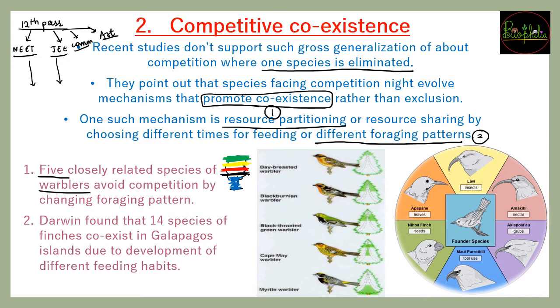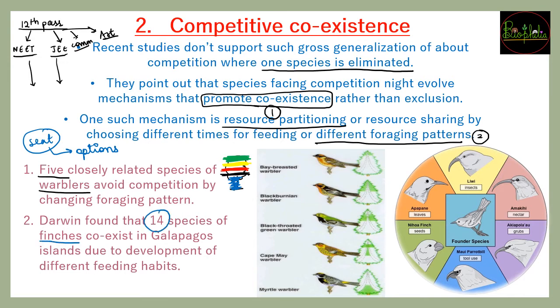So this can also help you to learn a life lesson that if you don't get a seat, there are many more options, and those options are available. Instead of going for that one seat, go and search for more, or do mutual understanding as the case of warblers. Second example है about Darwin, who had found out that there were 14 species of finches.